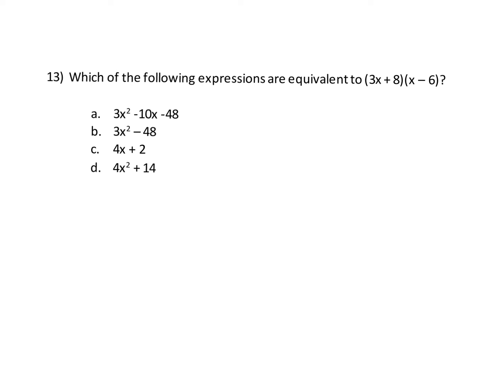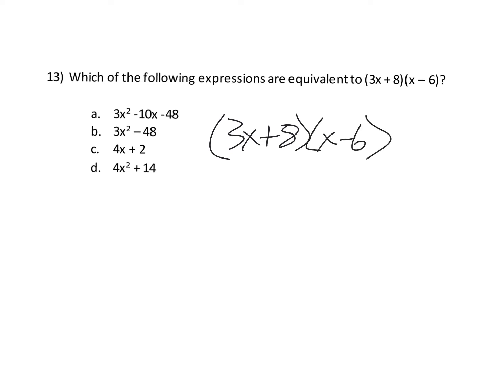All right, question number 13, the review. Which of the following expressions are equivalent to 3x plus 8 times x minus 6? Again, we have this binomial times a binomial, and when we work that out, we're going to get one of these answers. Okay, so let's work it out. So 3x plus 8 times x minus 6. Let me go ahead and rewrite that here. So 3x plus 8 is the first term times x minus 6.